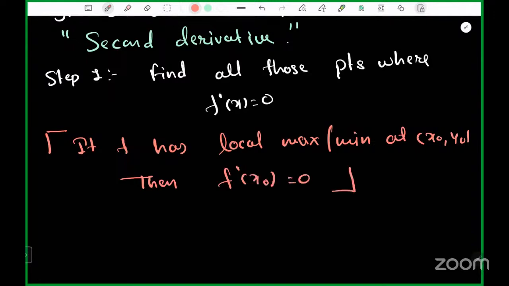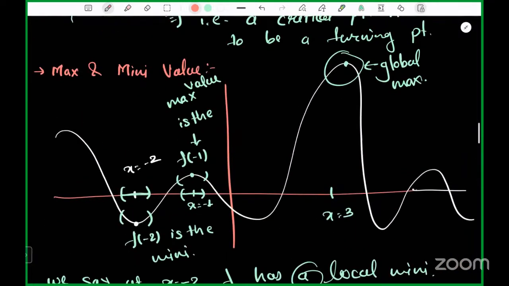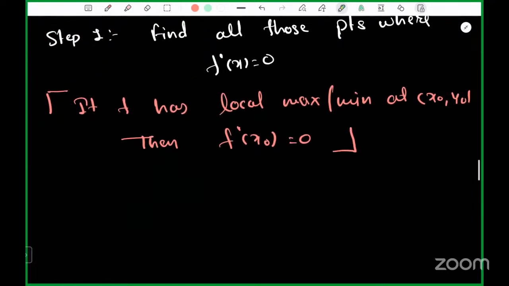So if it is possible to get a maximum value at a certain point, then we can surely say that the value of the derivative will become 0. An obvious reason is you can observe in this graph too, at any point where we have a maximum or minimum value, if you draw a tangent, that tangent is parallel to the x-axis. So to find local maxima or minima, you first have to consider those points where the function's derivative vanishes, that means f dash of x equals 0.